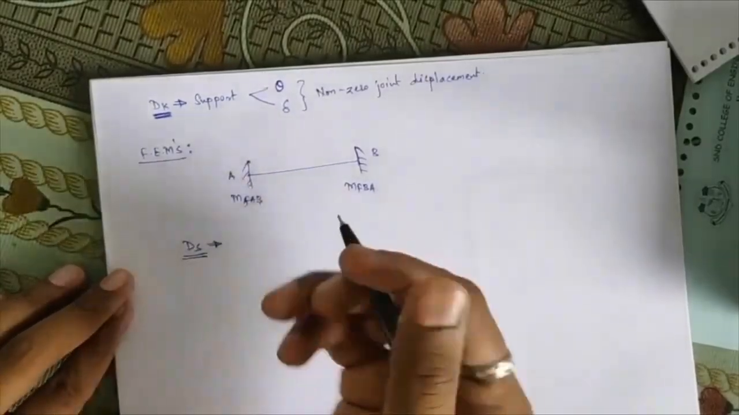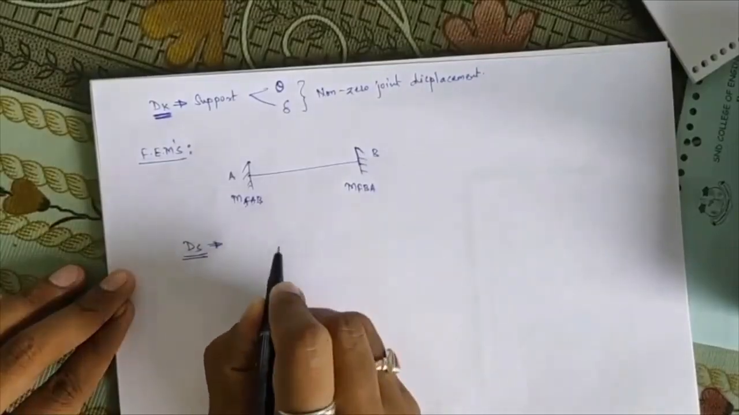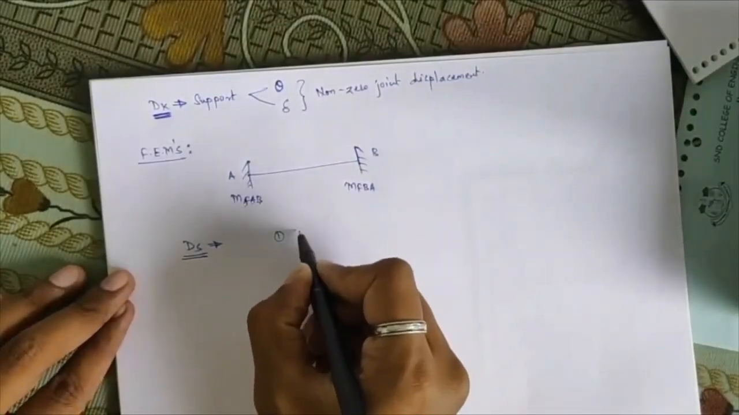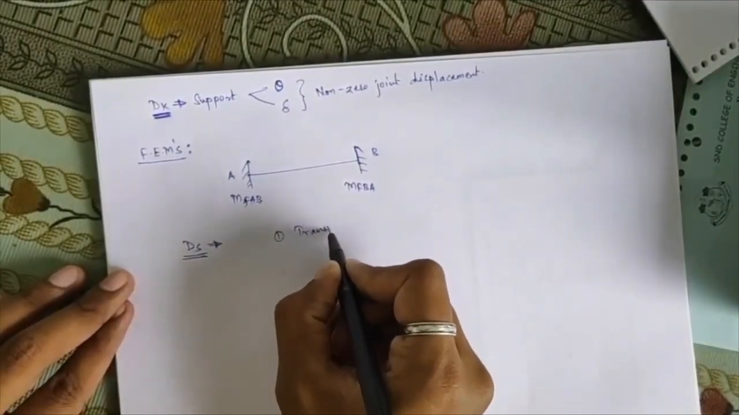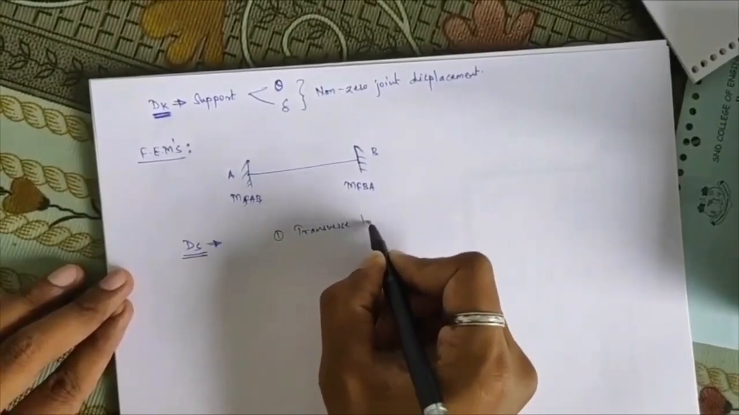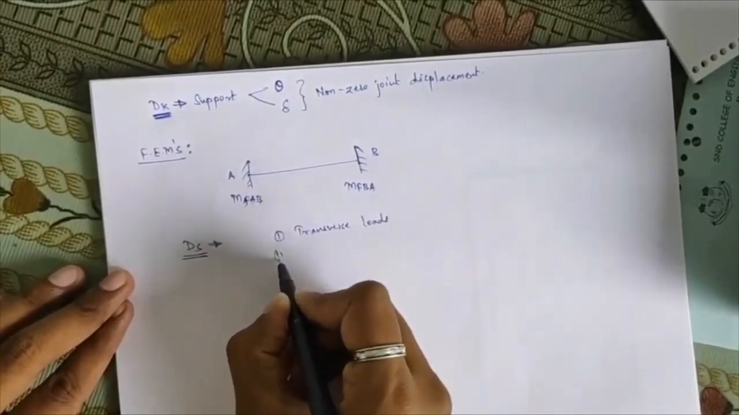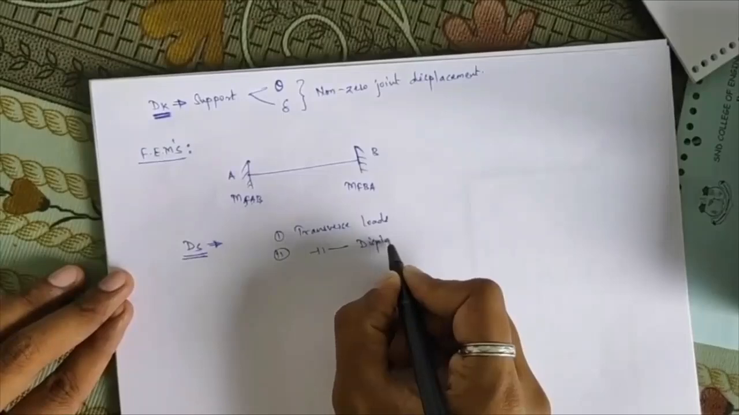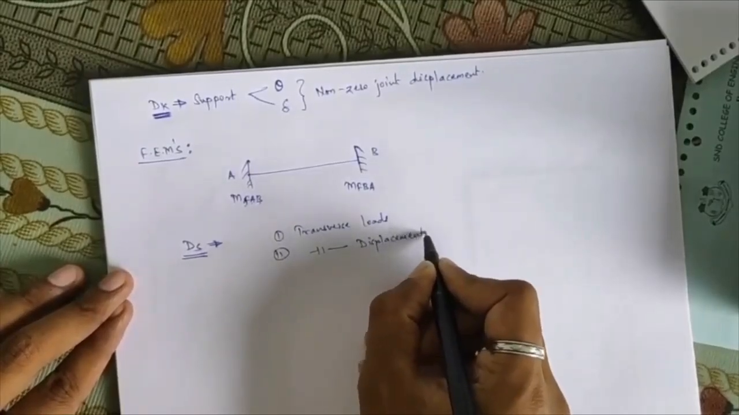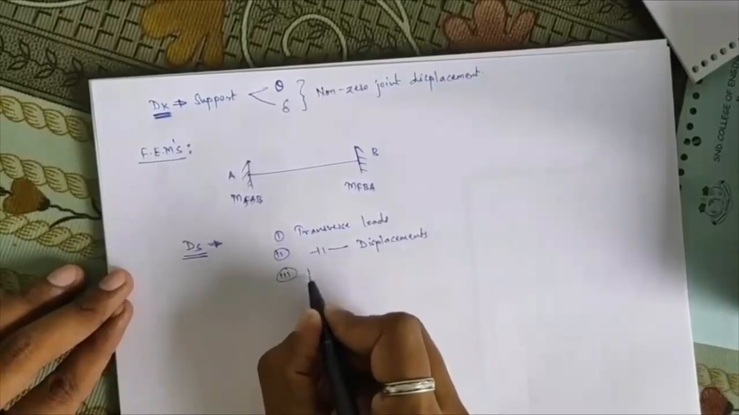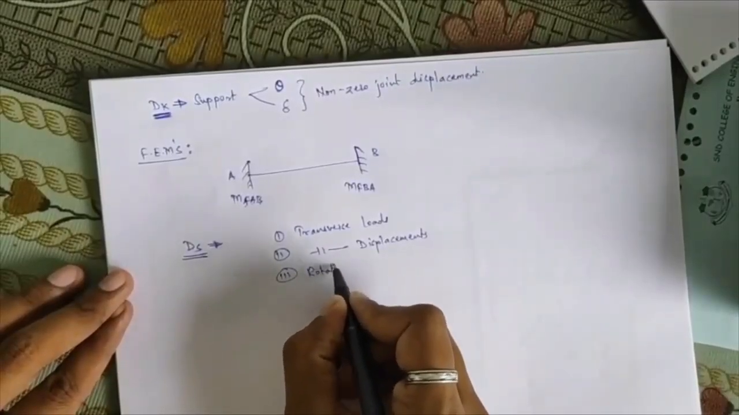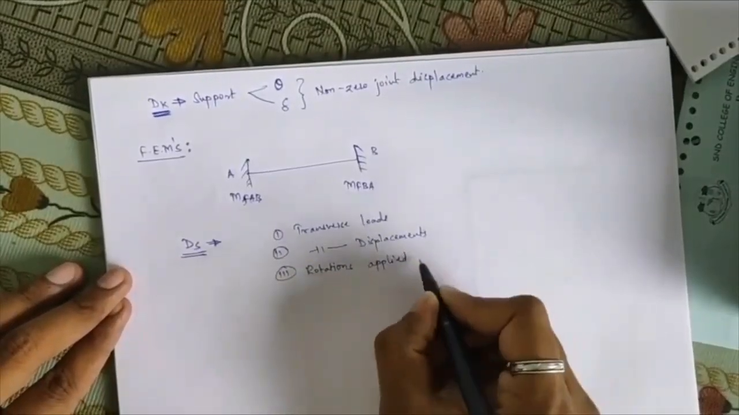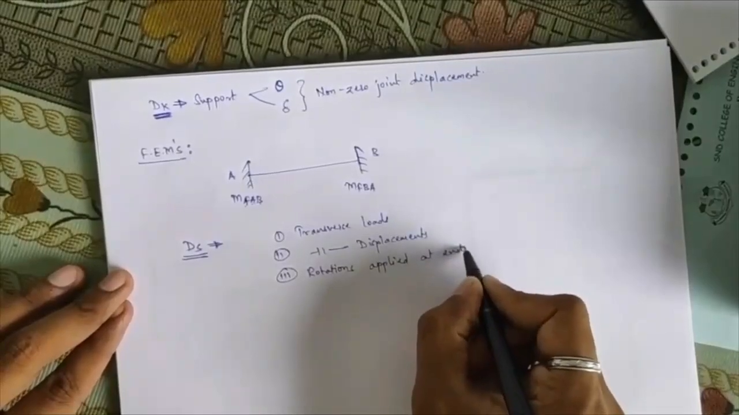Okay, now basically in any structural member, how does bending moment occur? Bending moment occurs due to 3 types of conditions. First, if it is subjected to transverse loads. Secondly, if it is subjected to transverse displacements. And then thirdly, if there are some external rotations applied at the ends of any structural member.